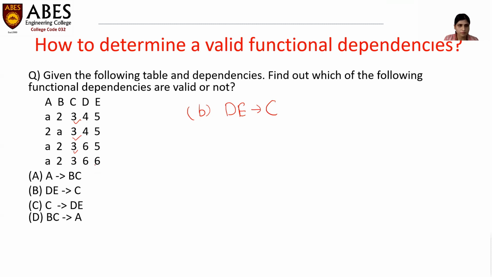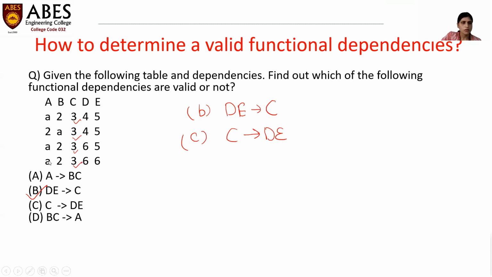Now in the fourth row, or fourth tuple, we can see that for the value of DE as 6 and 6, we are getting the value of 3. That is also correct. So this functional dependency also holds true, and it is also valid. Now let's check for option C. This says that from C we can functionally determine DE.